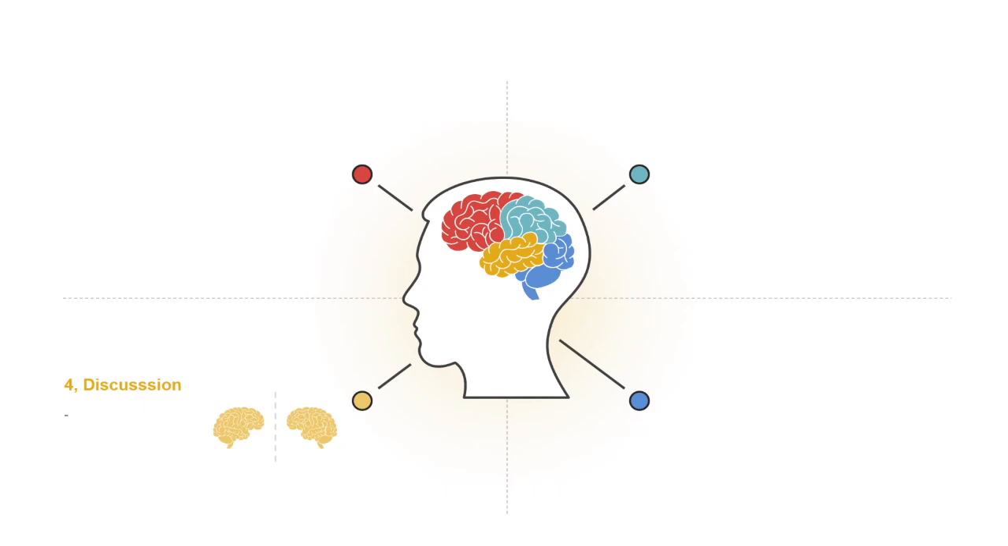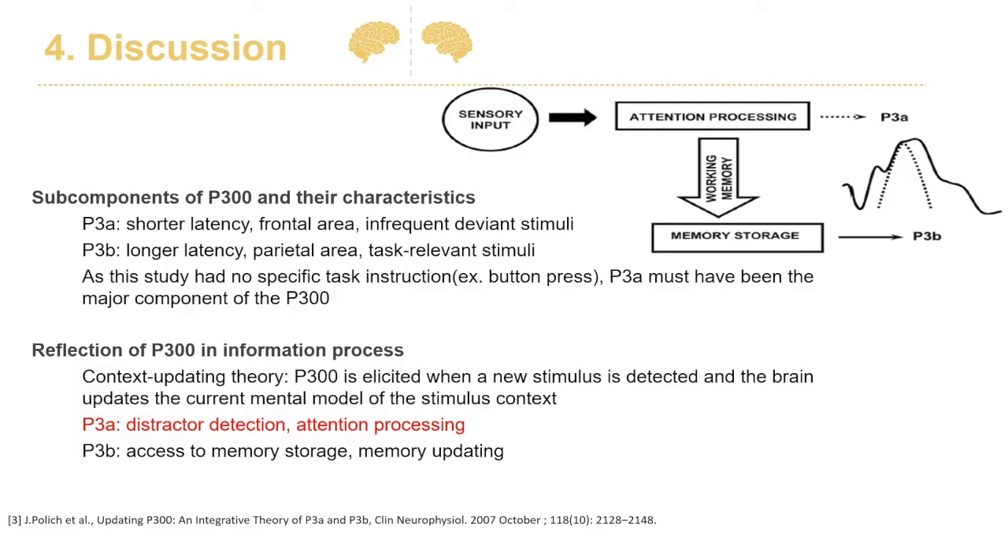This is the discussion of this study. In order to know what these changes in the P300 imply, it is necessary to understand the subcomponents that make up the P300. The P300 consists of two subcomponents, P3A and P3B. It is known that the P3A has a shorter latency, occurs mainly in the frontal area, and appears in response to rare new stimuli. P3B has a longer latency, mainly occurs in the parietal area, and is known to appear in response to stimuli that require specific tasks to be performed.